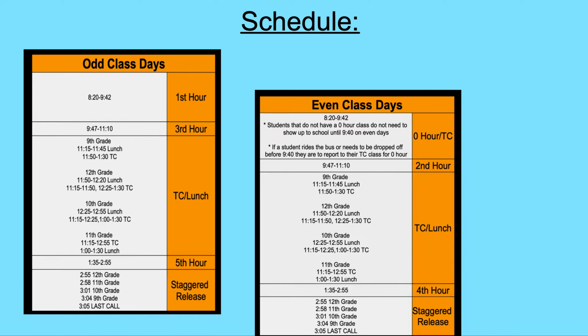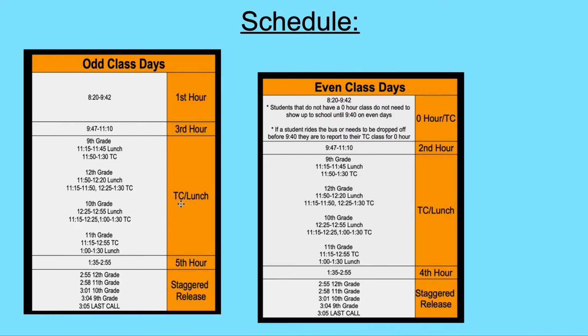The schedule: odd days are 1, 3, and 5, and even days are 0, 2, and 4. And notice during Tiger Connections and lunch, you've got lots of time to be able to get some work done during that time as well.